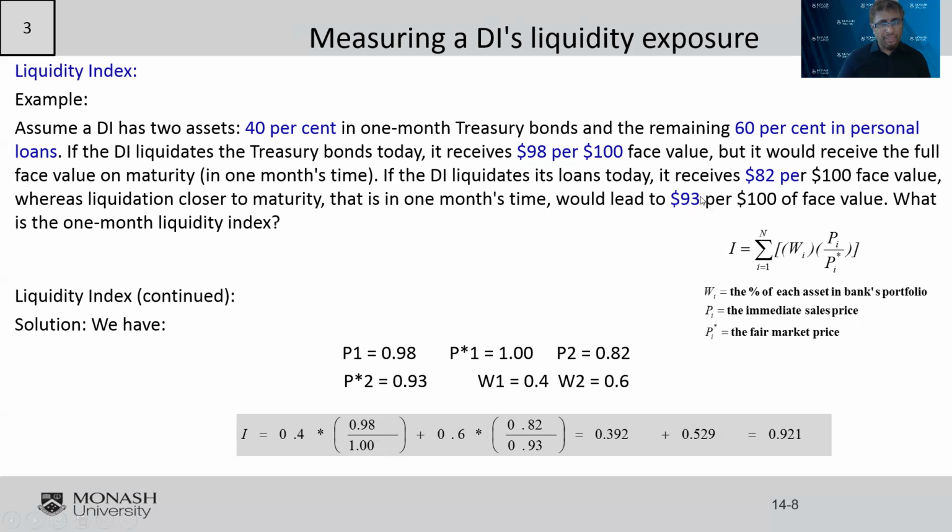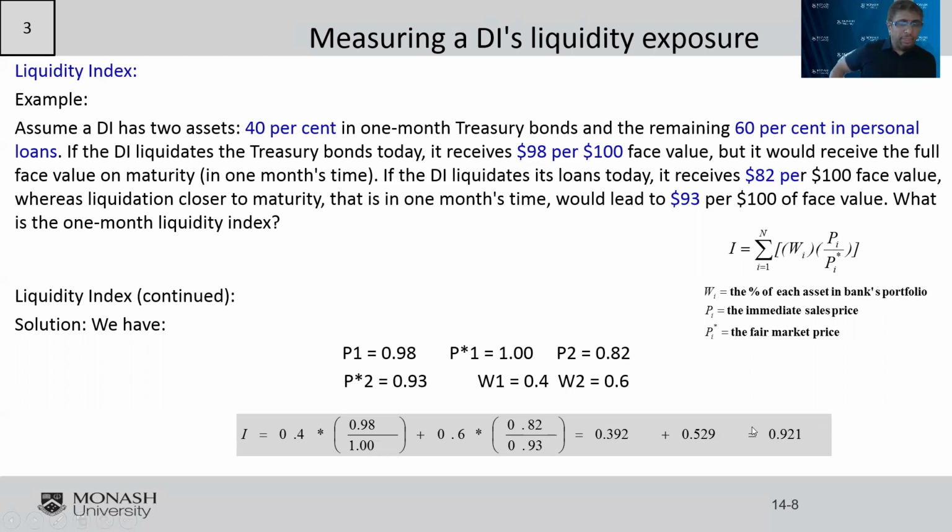So this is the BI star, and this is the BI, and this is the P. Okay, you just calculate. The weight is 40% for the government securities and 60% for the loans. And this is 98 over 100, just the PI over the PI star, and this is 82 over 93, and we get 92%.